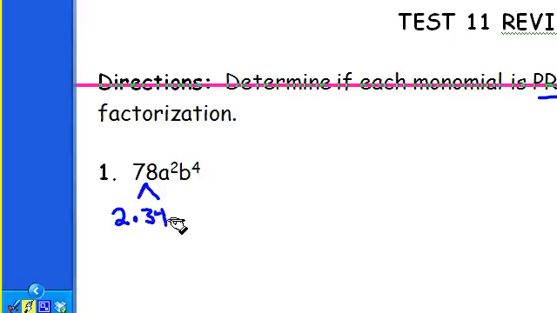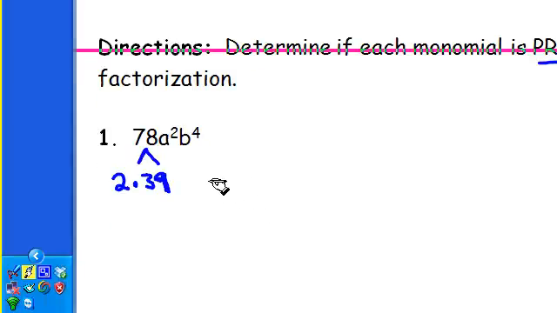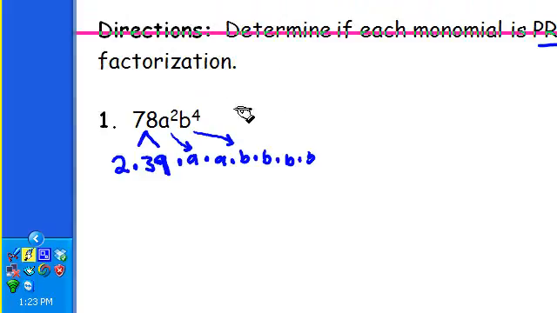34, is that right? Let's see here. 39, I'm sorry. 2 times 39, and times a times b times b times b times b. A times a is a squared, that's how we factor that, and b to the fourth is the same as multiplying b times itself 1, 2, 3, 4 times.